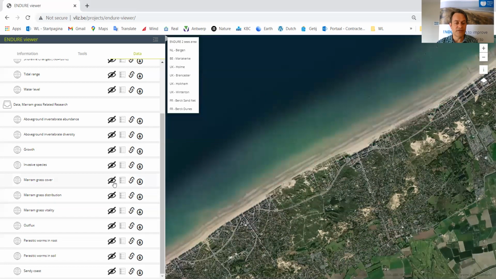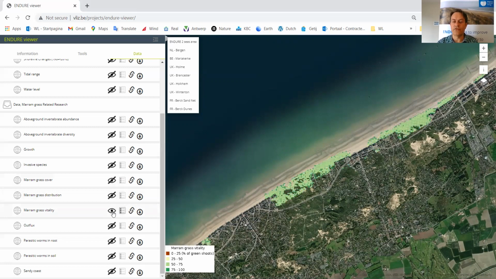We can also look at the distribution of the marram grass. How it is spread, is homogeneous, is random, or is clustered. In this case, it's clustered. Then how is the vitality of this marram grass? So greener it is, more green are the shoots of the marram grass, which means that the marram grass is able to reproduce, to spread, and it's basically a healthy system of marram grass, which also helps the other parts of the ecosystem.